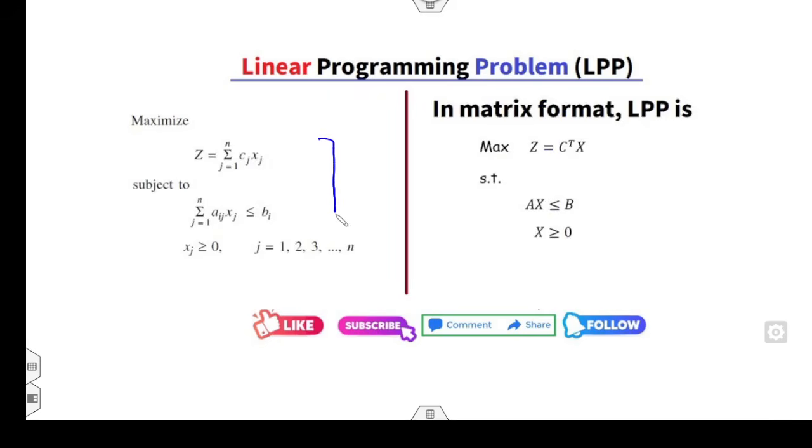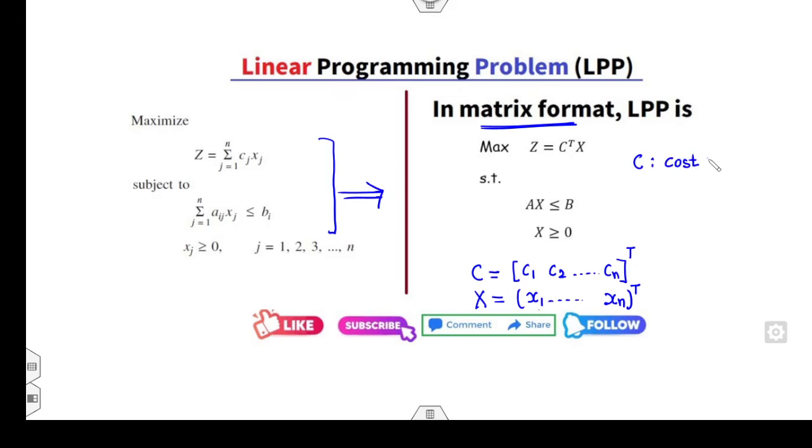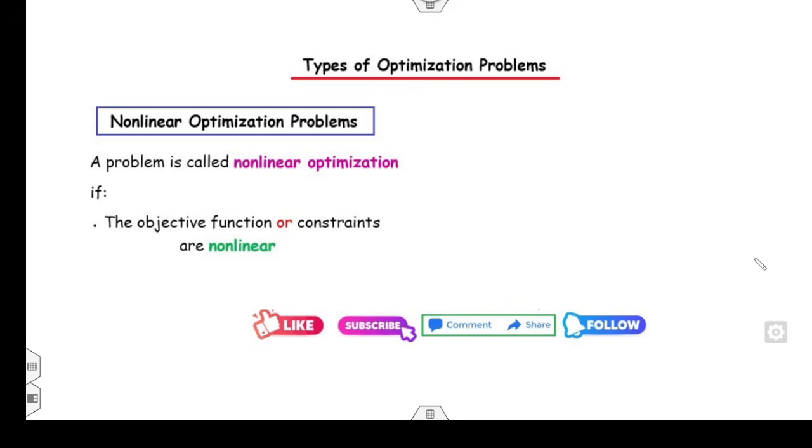If you write these linear equations in matrix format, I can write c transpose x, where c, which is c1, c2 up to cn, is a column vector, and capital X, which is x1 up to xn, is a column vector. Fine. So c transpose x gives a scalar value, A is the coefficient matrix, c is called the cost vector, and capital X is called the decision variable. Clear? Okay. Now, what is nonlinear?